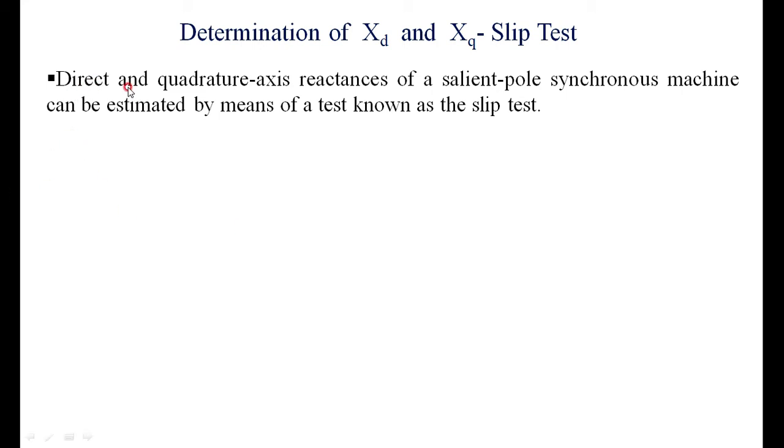Therefore, for determining these values, you run the machine either slightly less than the synchronous speed or slightly more than the synchronous speed, so that there is a difference between the rotor speed and the rotating armature flux.